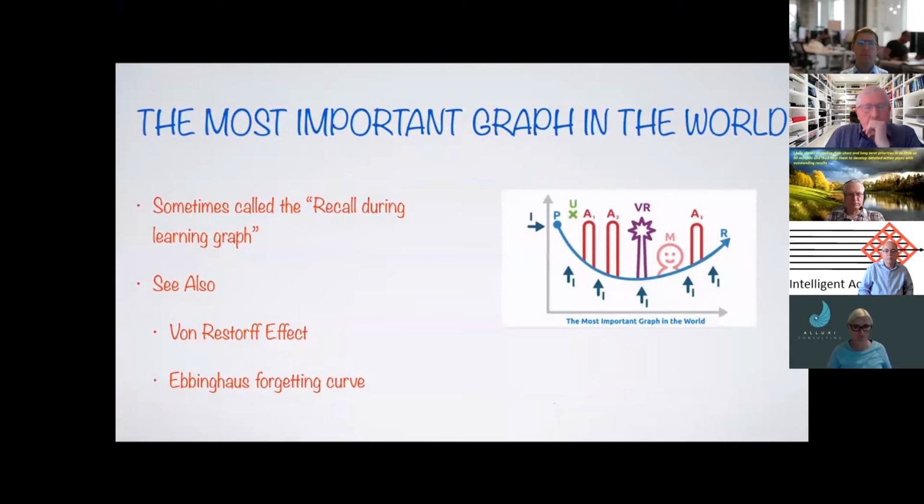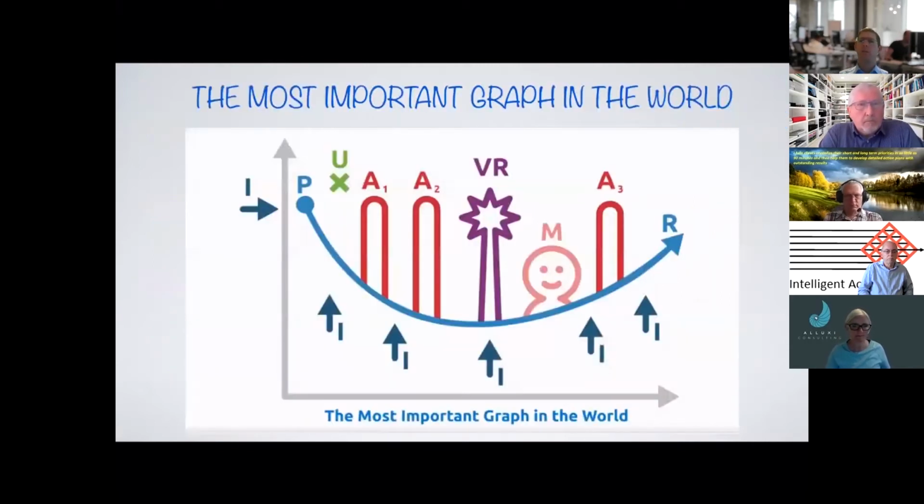On the right-hand side, you'll see a small snapshot of the graph. I'm sure it's all self-explanatory. It has been called the recall during learning graph. It incorporates elements of the von Restorff effect, also the Ebbinghaus forgetting curve. And if I go to slide 3, that's basically what the whole book's about. The whole book covers the content of that graph.